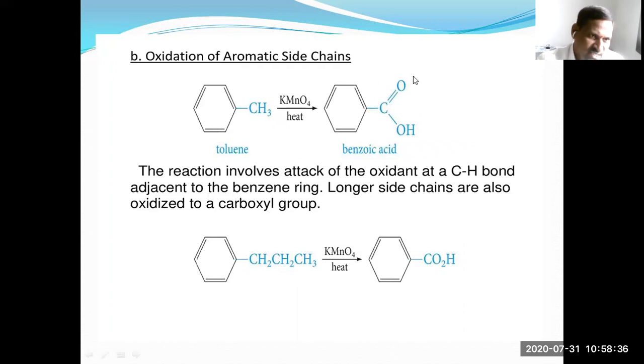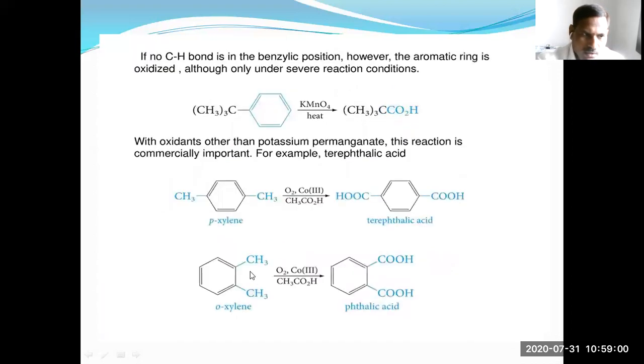So oxidation of aromatic side chains: toluene on oxidation gives us benzoic acid. N-propyl benzene on oxidation, you can get benzoic acid. Whereas paraxylene in oxidation reaction, you can get terephthalic acid. Xylene on oxidation gives phthalic acid.